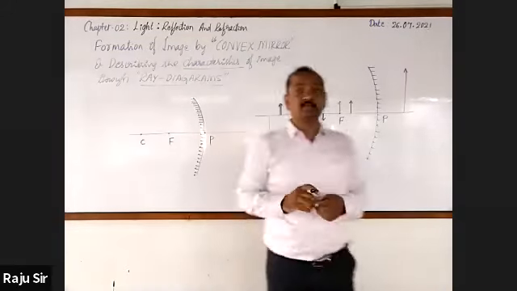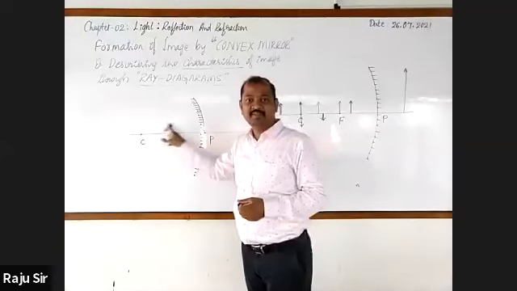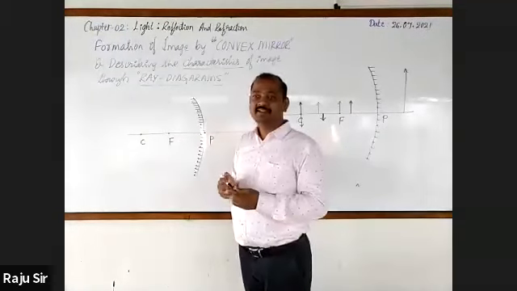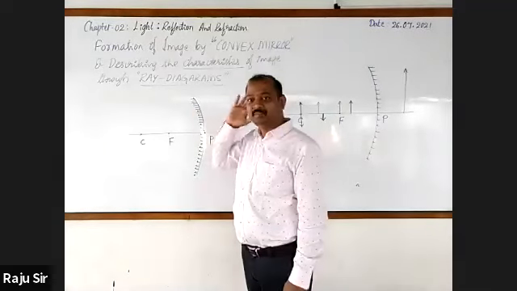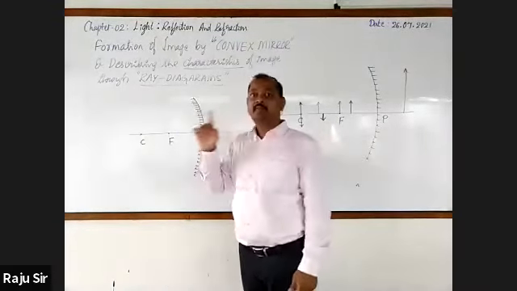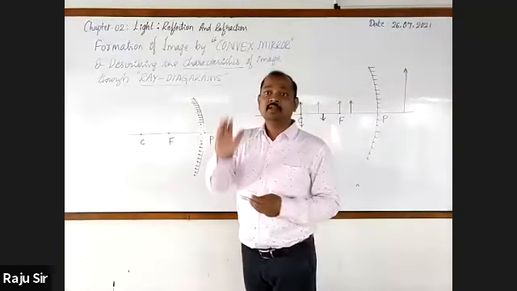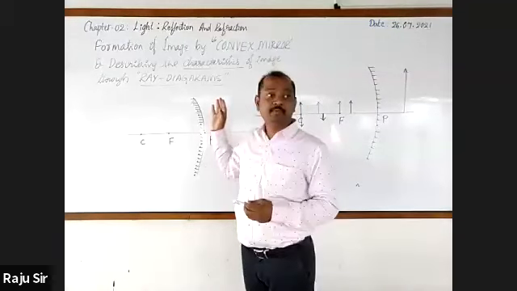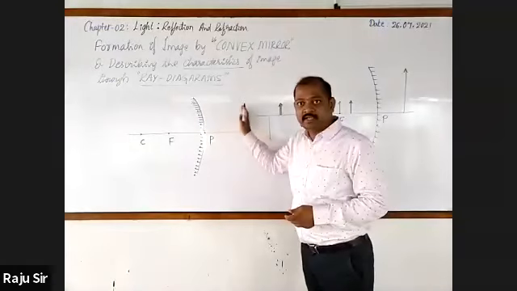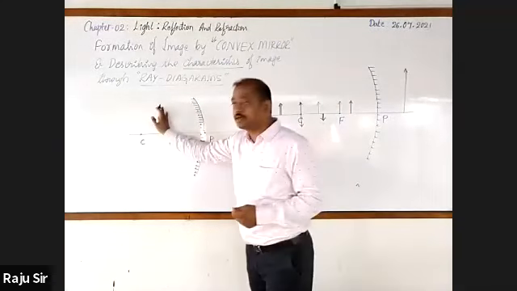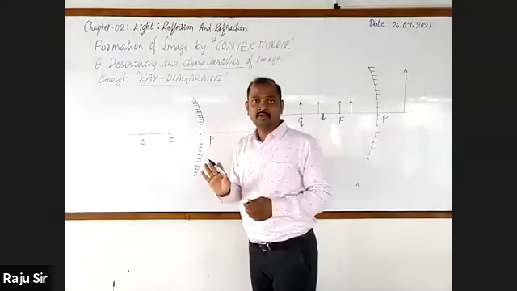Where should the object be placed? Should we place the object here? No, you cannot. At infinity, sir. No. Observe here. If you want to get the image of the object, it should be placed in front of the reflecting surface. Here, the right side is the reflecting surface. You cannot place the object on the left side. Got it?